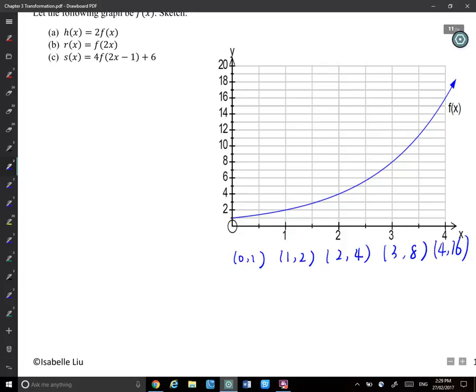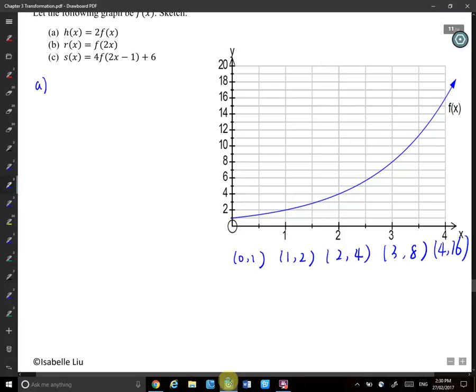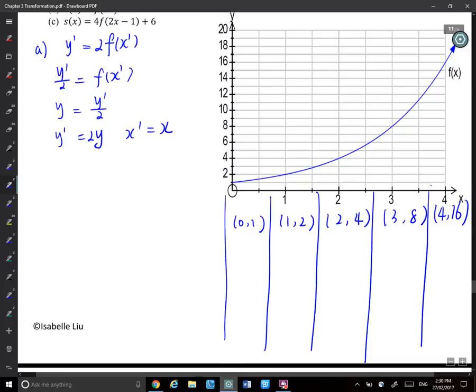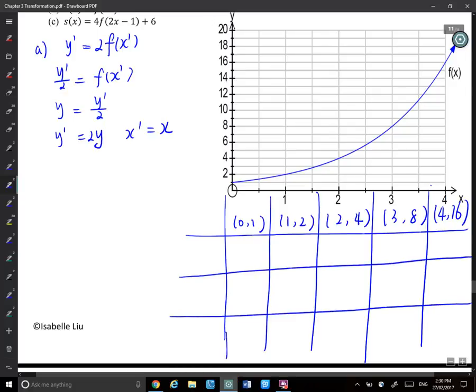Let's have a look at what we can do to find all of that. So let's do example A. So for A, y dash equals 2f(x dash). So y dash over 2 equals f(x dash). So y equals y dash over 2, so y dash equals 2y. And x dash is still equal to x. So we can find a new set of points.